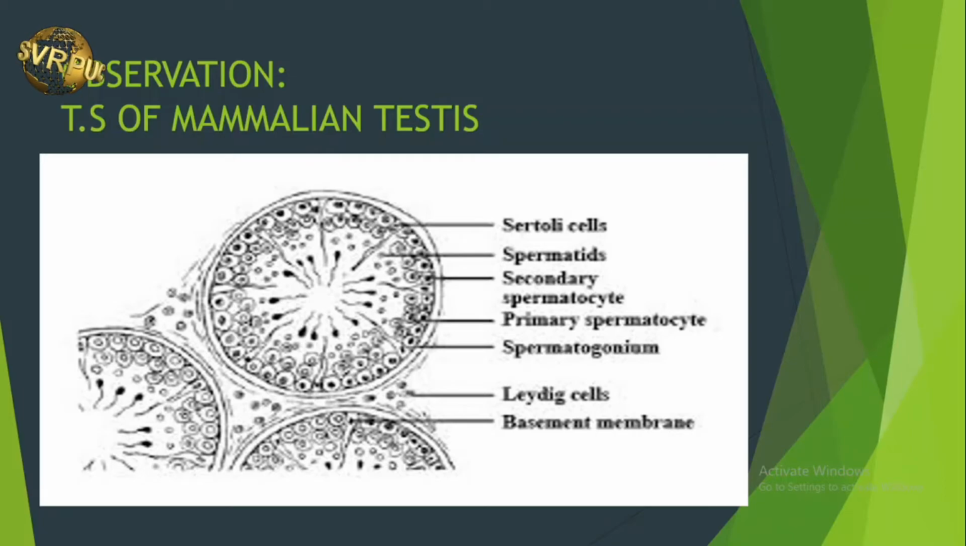Connective tissue stroma is present between the seminiferous tubules. It contains small groups of interstitial cells called Leydig cells. They secrete testosterone, a male sex hormone.